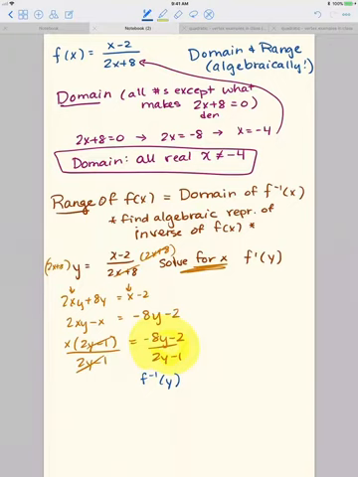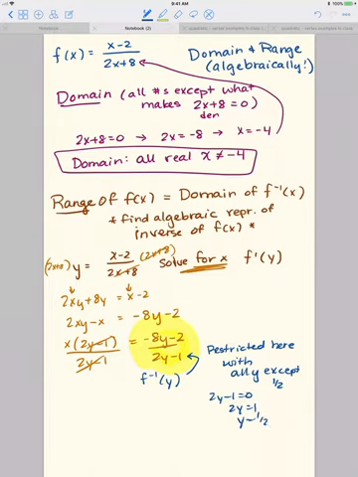And if I look at its domain, I'm restricted here with all y values except 1/2. If I do 2y minus 1 equals 0, 2y equals 1, 1/2 creates 0 in this denominator. So for this function, again, this is the domain of the inverse function. The domain of that function is all y values except negative 1/2.